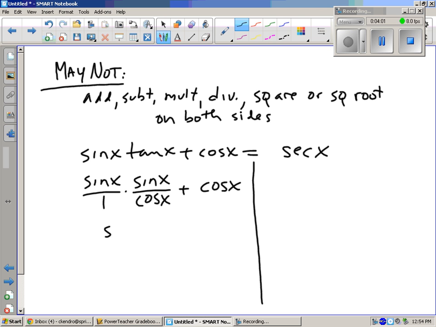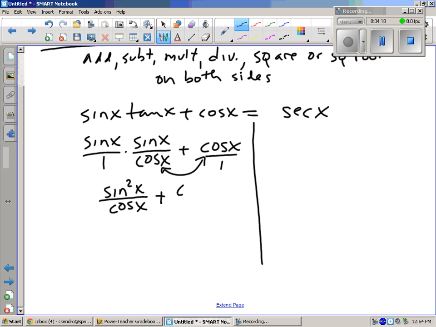So on the left, I have sine squared x over cosine, plus. Now, I want to be able to add these two things together. Technically, they're both fractions if I think of this as over 1. So what I'm going to do is put that over 1 and then get a common denominator. Looks like my common denominator is cosine, so I need to make this cosine and this cosine. Technically, this right here is 1, so I'm only multiplying the left side by 1, which doesn't change anything. So that's a legal move.